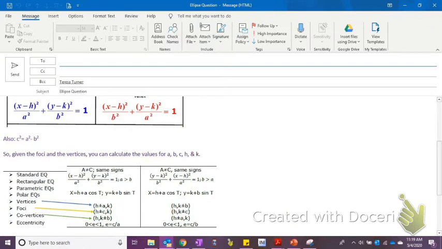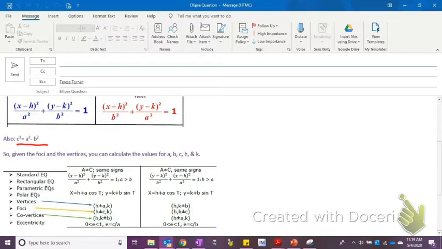The next value that you need is to calculate C. And when you're dealing with an ellipse, C is represented by the formula C squared equals A squared minus B squared. So as long as you know any two of those, either A and B or A and C or B and C, then you can calculate the others.